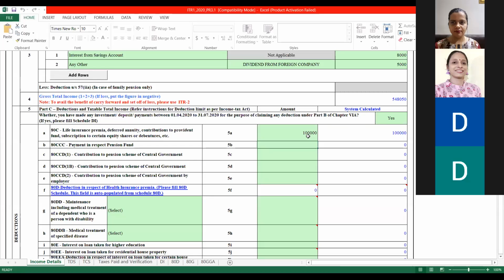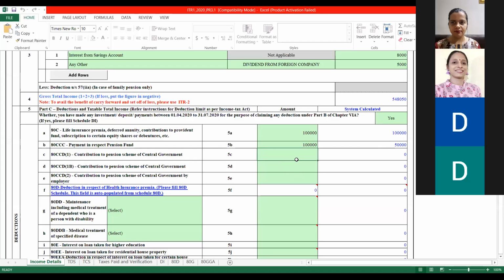Okay, 80CCC, say for example, towards pension. So say for example, I will show 1 lakh here. Again, you can see it has taken 1 lakh completely of 80C. For 80CCC, it is taking only 50,000 because 80C and 80CCC sum total should not exceed 1,50,000.